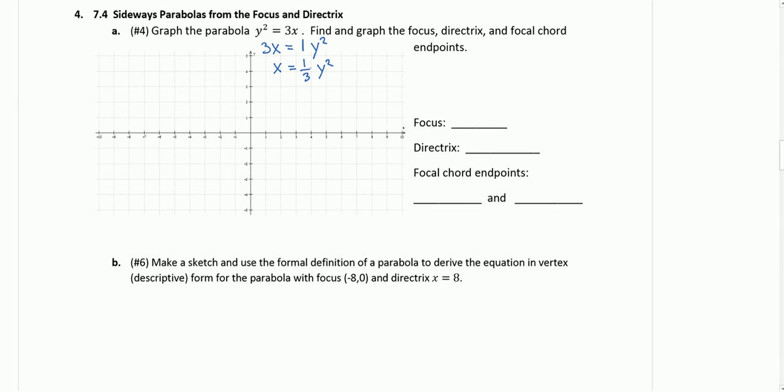If you have a parabola that starts with y squared, it's going to open along the x-axis, meaning it's going to either open right or open left. Because that 1/3 in front of the y squared is positive, we're going to open to the right.